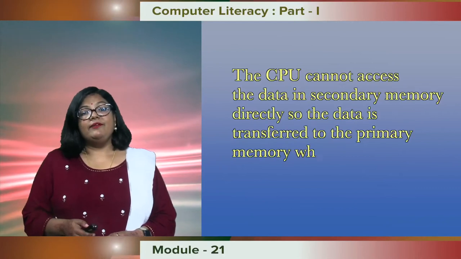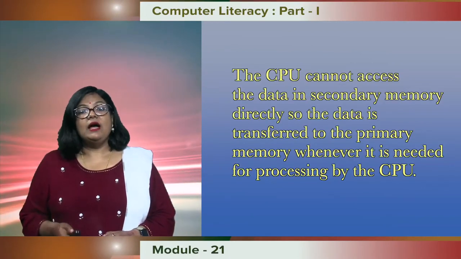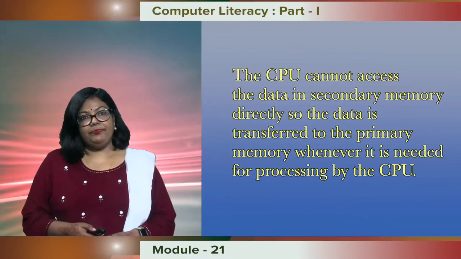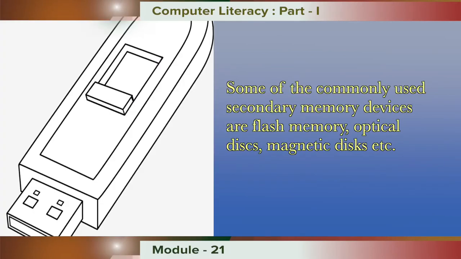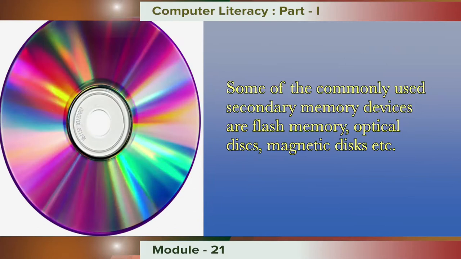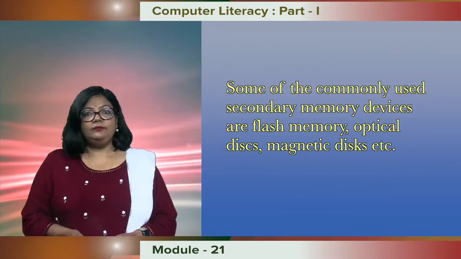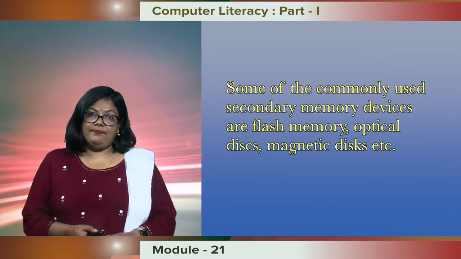Now the data in secondary memory is stored permanently and the secondary memory costs are much less when compared to the primary memory. Some of the commonly used secondary memory devices are flash memory, optical disks, magnetic disks, etc. Now these were the four main components of the computer system.